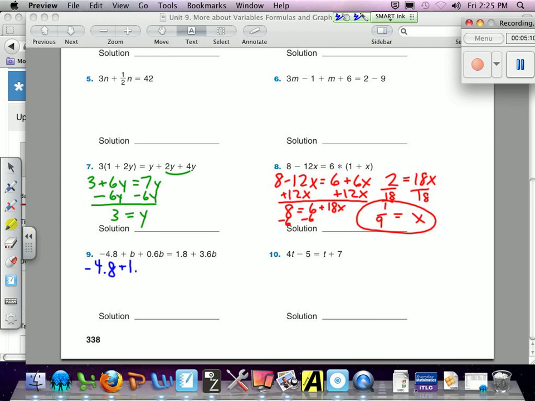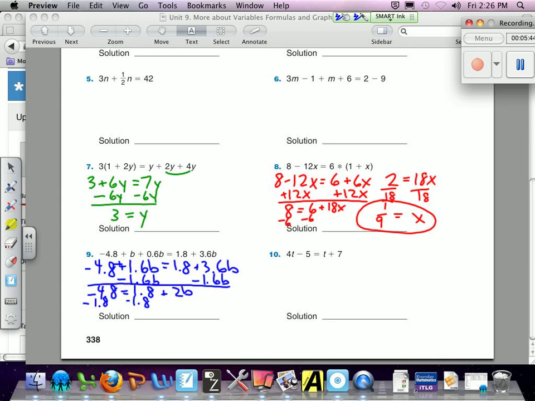Problem number 9. Here we go, combining like terms. Negative 4.8 has nothing to combine with, but the 1b and the 0.6b can combine to make 1.6b. Oh, I'm not lined up anymore. Equals 1.8 plus 3.6b. I like to keep positive coefficients, so I'm going to get rid of my 1.6b on each side and end up with negative 4.8 equals 1.8 plus 2b.